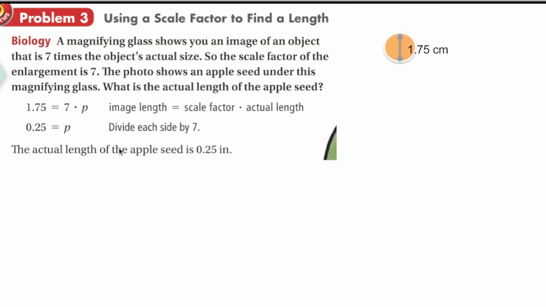So what do we do? You put 1.75 on one side, and on the other side is the scale factor times the actual length. Then we use algebra and find the actual length by dividing 1.75 by 7, and the answer is 0.25. So the actual length of the apple seed is 0.25 centimeters. I'm not sure why it says inches there, but it's okay.